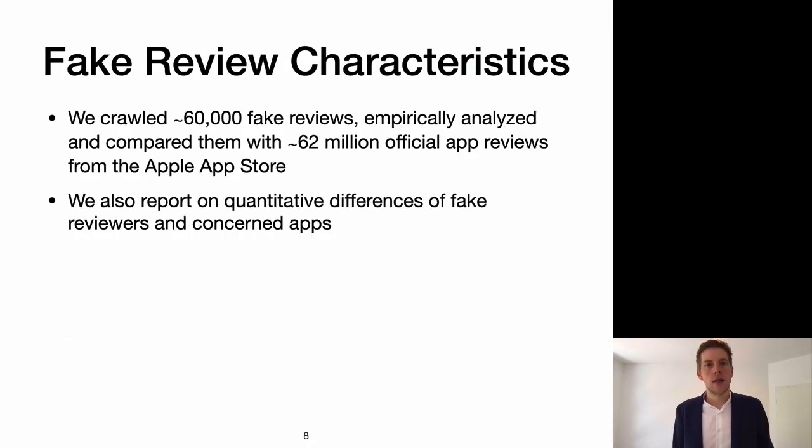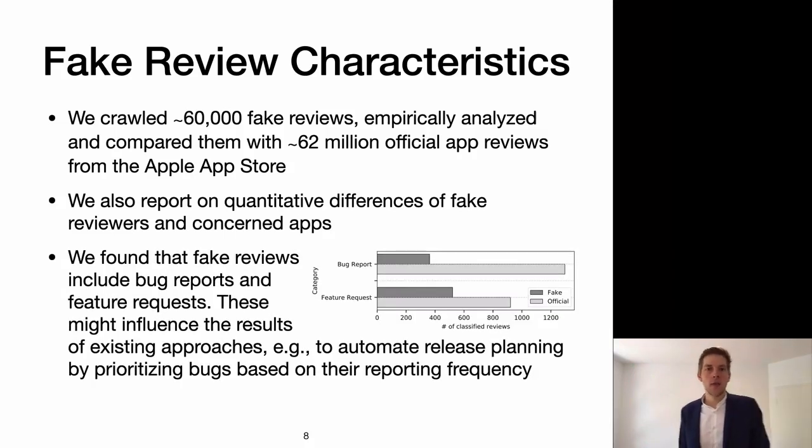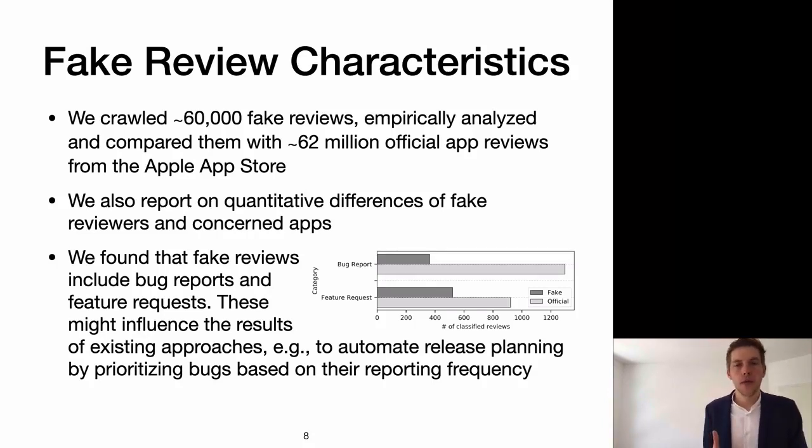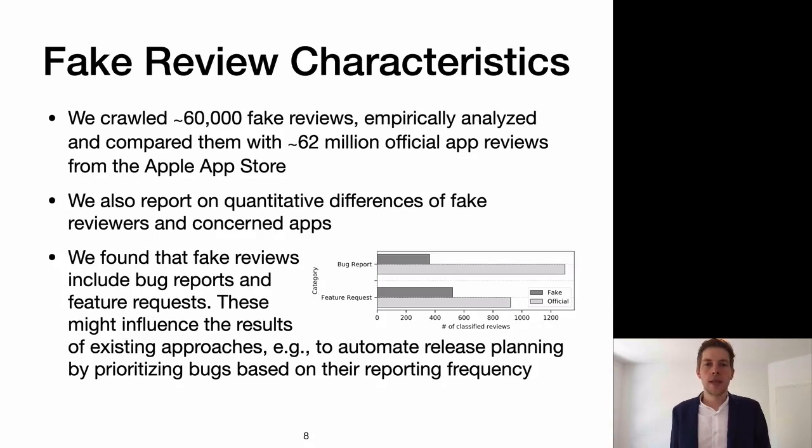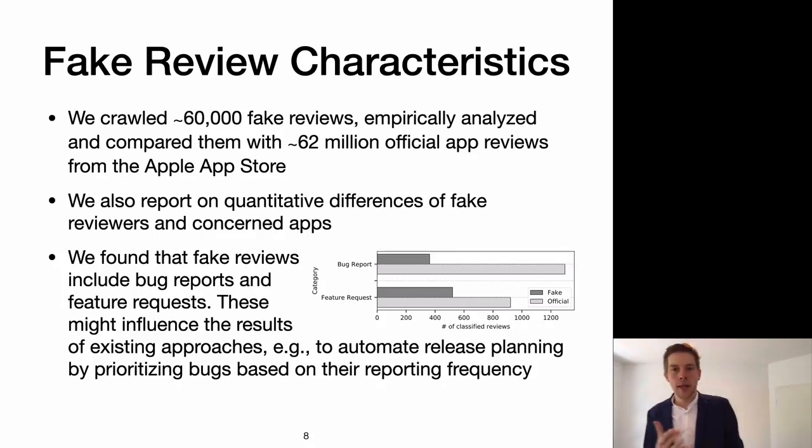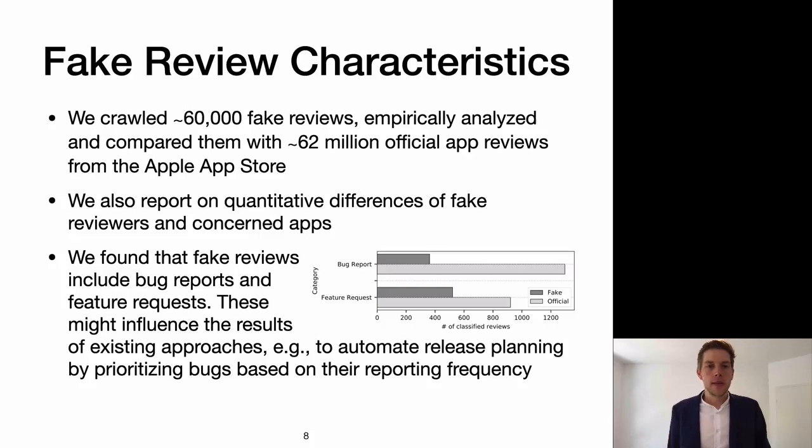Now, let's take a look at the characteristics. We crawled about 60,000 fake reviews and empirically analyzed and compared them with 62 million app reviews from the Apple App Store. We also report on quantitative differences of the fake reviews and the concerned applications. One interesting finding that we made is that when we applied existing app store analysis approaches to our dataset containing only fake reviews, the results also include bug reports and feature requests. This clearly highlights that if we're not removing fake reviews before further analysis, these will influence the results of existing approaches, for example, to automate release planning by prioritizing bugs based on their reporting frequency.